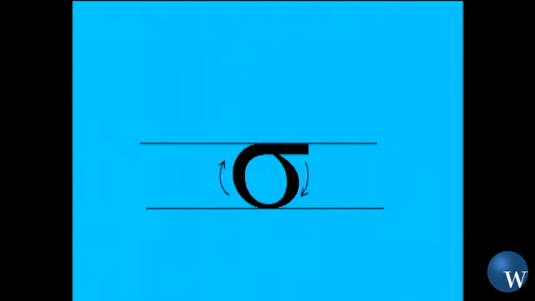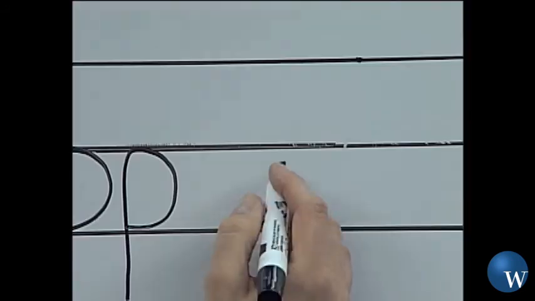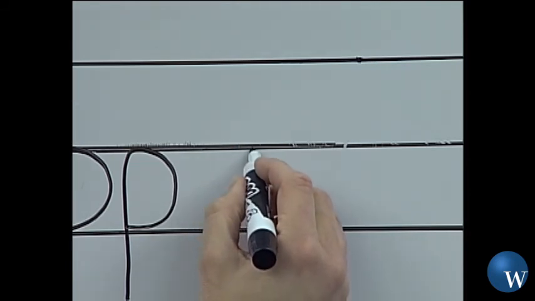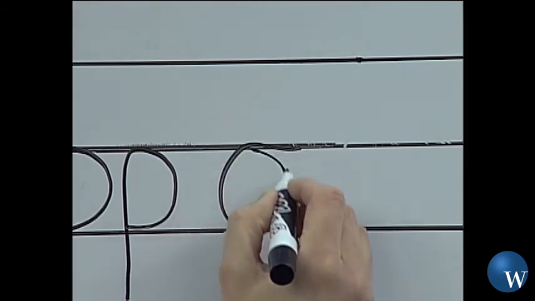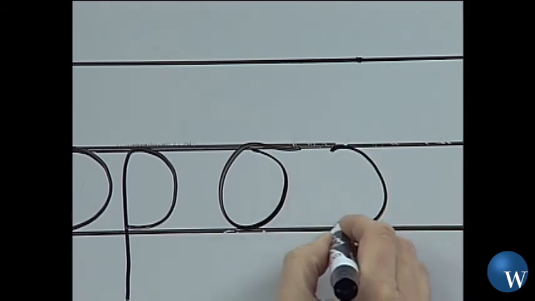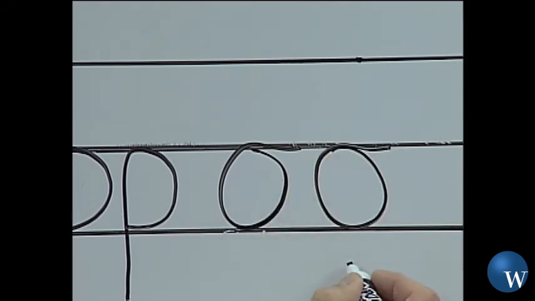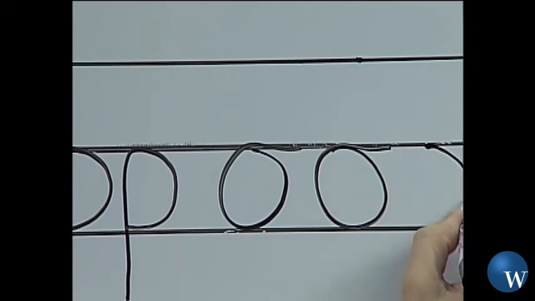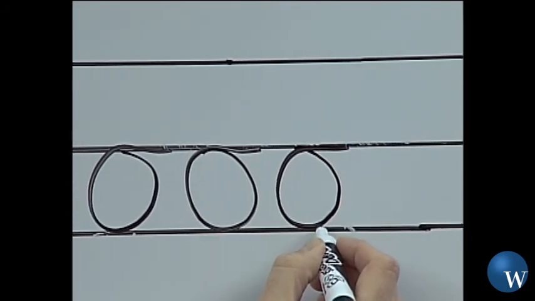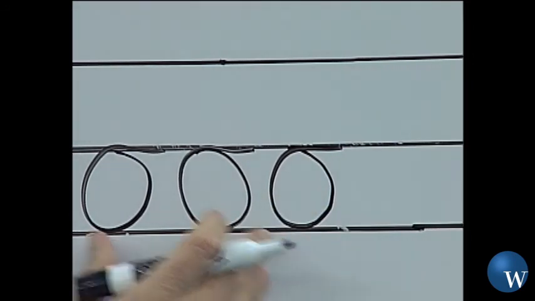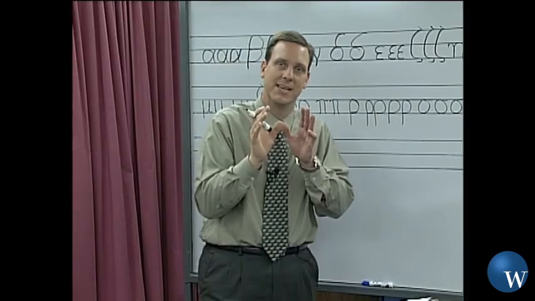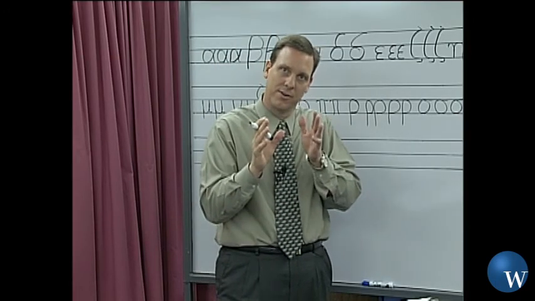All right, let's look at the next letter. Sigma, sigma. All right, notice it's just sort of like a circle with a little tail on it. Okay, so let's look at it here on the board. All right, come around like this. Got a little tail on it. Just like that. Start here, come back around. Sigma, sigma.